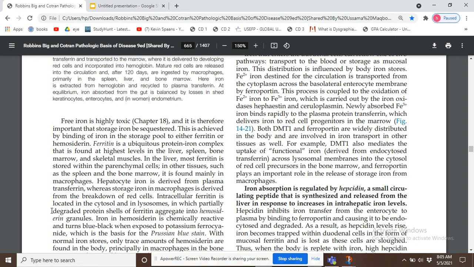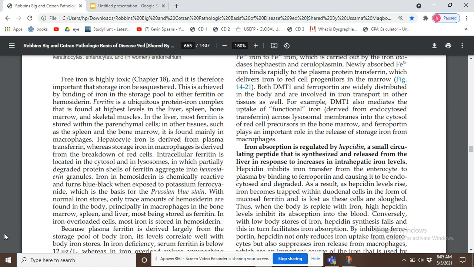Intracellular ferritin is located in the cytosol and in lysosomes, in which partially degraded protein shells of ferritin aggregate into hemosiderin granules. Iron in hemosiderin is chemically reactive and turns blue-black when exposed to potassium ferrocyanide. So, hemosiderin is another storage form of iron. It is the reactive form of iron and turns blue-black on exposure to potassium ferrocyanide.